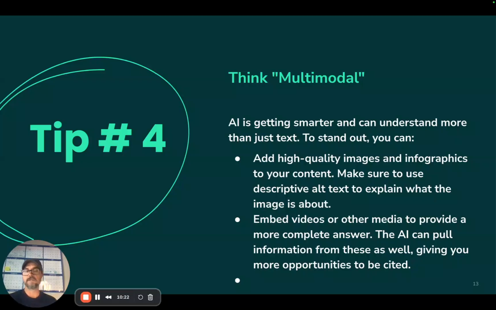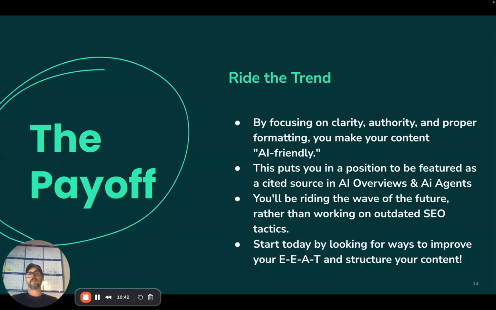Also, when it comes to Google rankings, Google loves pages that not only have text but have a lot of these multimodal assets, because it makes it a much easier and much more enjoyable page for users to consume. So the user experience increases when you add these as well, right? The big payoff is that you're going to ride the trend by focusing on clarity, authority, and proper formatting. You make all of this content AI friendly.